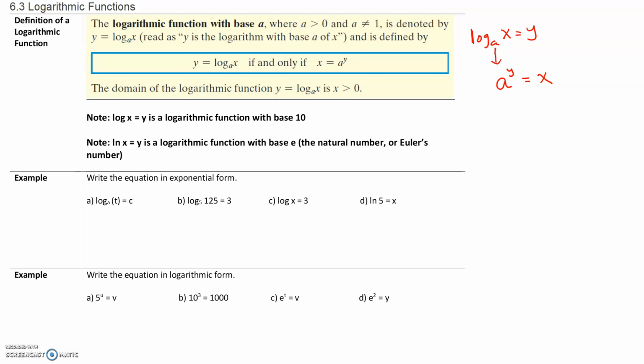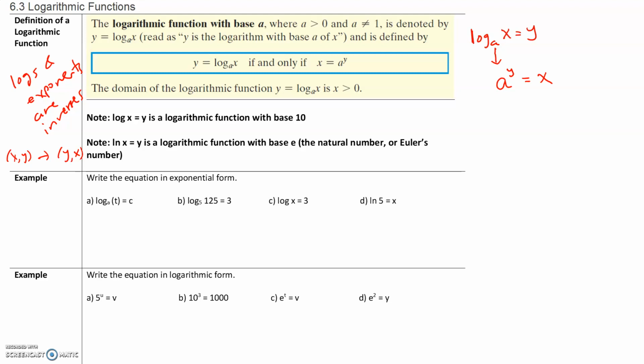And the reason for this is because logs and exponents are inverses of each other. So remember that if we have (x, y), to find its inverse, we reverse the order and make it (y, x). So similarly, if we have log base a of x equals y, when we rewrite this as an exponential equation, the base stays the same. The base of the log becomes the base of the exponent, but then the x and y, they reverse. So the y becomes the exponent and the x becomes the answer.